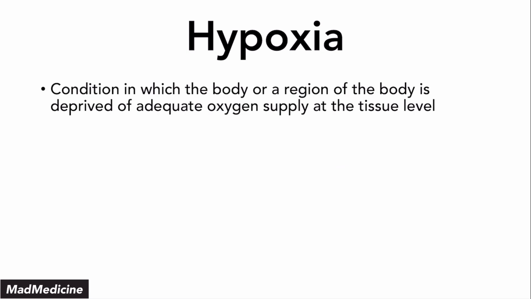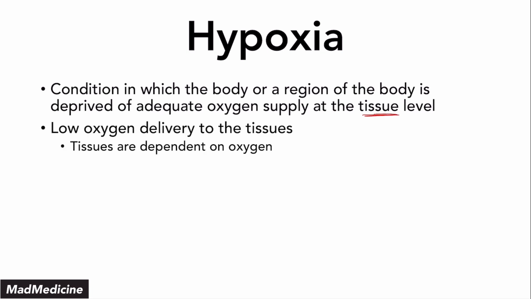So, hypoxia is a condition in the body or part of the body where you do not have enough oxygen at the tissue level. Enough oxygen is not being delivered to the tissues. And when that happens, your tissues are going to go into a state of oxygen deprivation. Now, our tissues are very important. Our tissues are very dependent on oxygen because oxygen is the final electron acceptor in the electron transport chain. And if you have oxygen, you are going to be able to generate ATP.